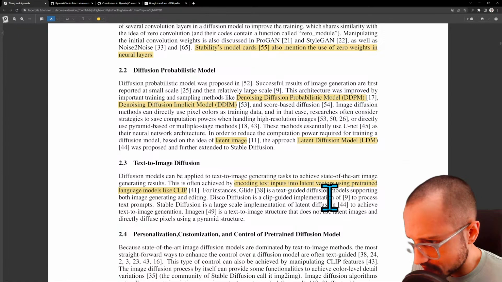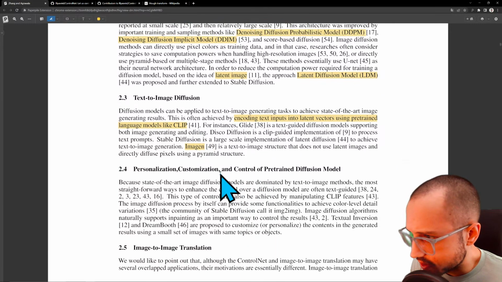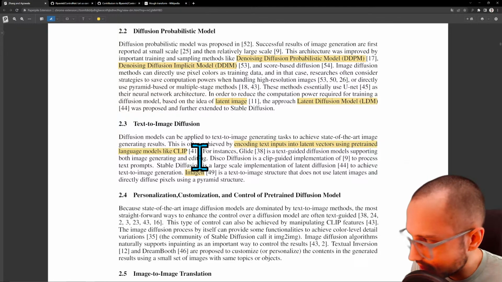Glide is a text-guided diffusion model supporting both image generating and editing. Disco diffusion is a clip-guided implementation to process text prompts. Stable diffusion is a large-scale implementation of latent diffusion. And Imagen. Imagen is the one, I'm pretty sure. Okay, so text-to-image diffusion is really where I think most of the hype has been.